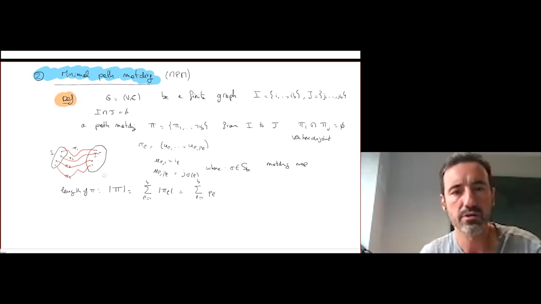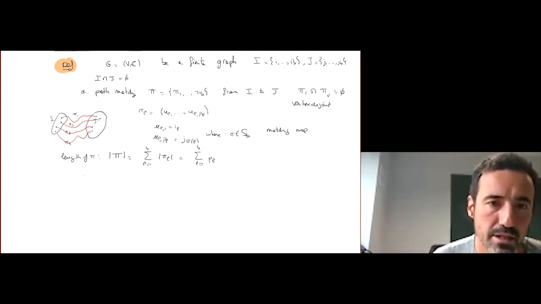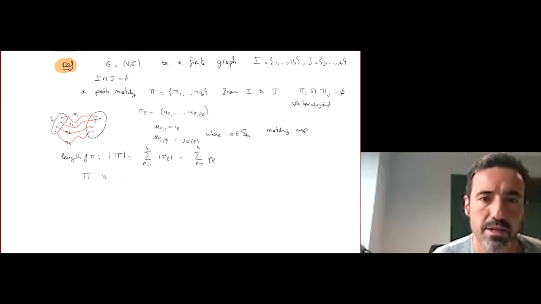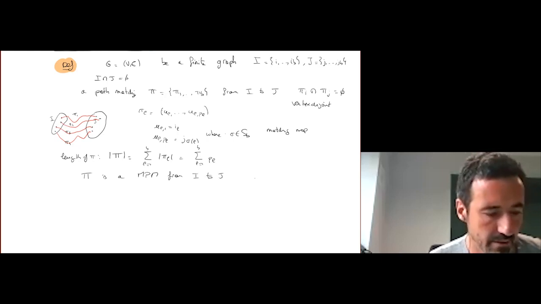So if I have a notion of length, I now have a notion of minimal path matching. Pi is a minimal path matching from I to J if its length is minimal.